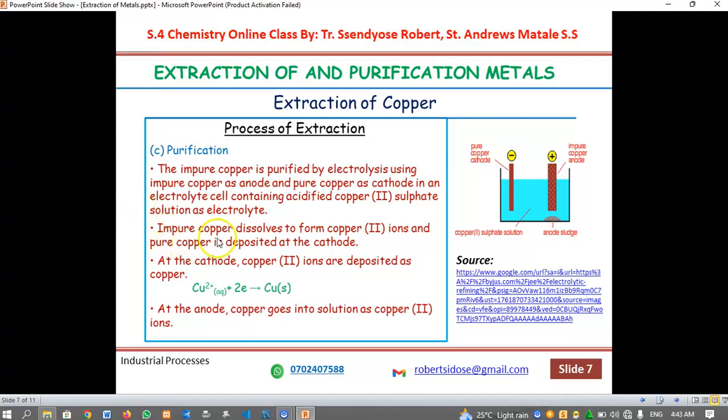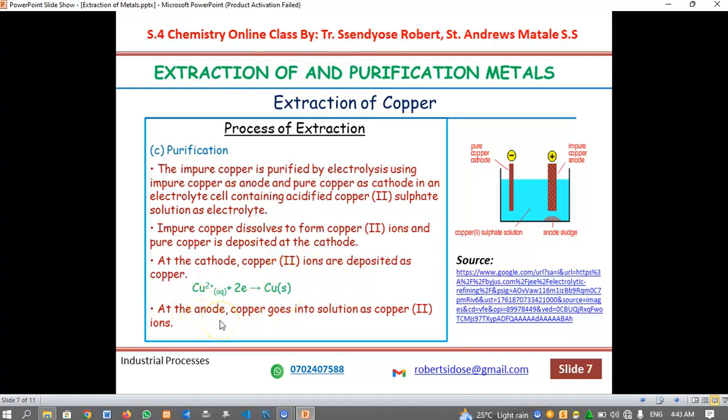Therefore, impure copper dissolves to form copper(II) ions, and the pure copper is deposited at the cathode. Then the equation at the cathode: copper ions are deposited at the cathode, and pure copper is formed. Our aim is to extract copper, to get pure copper, and this is now our desired product. Desired product now is pure copper.